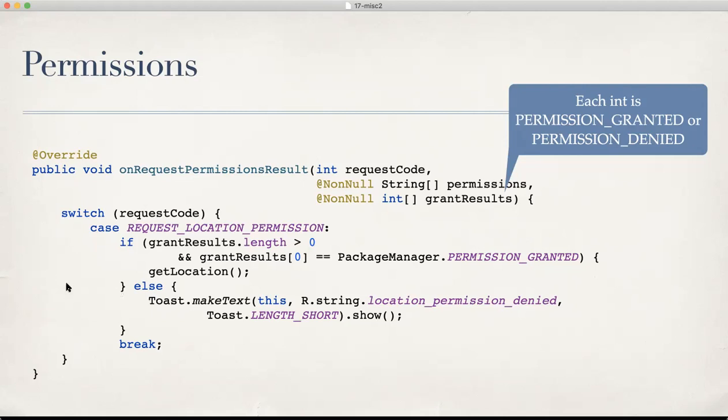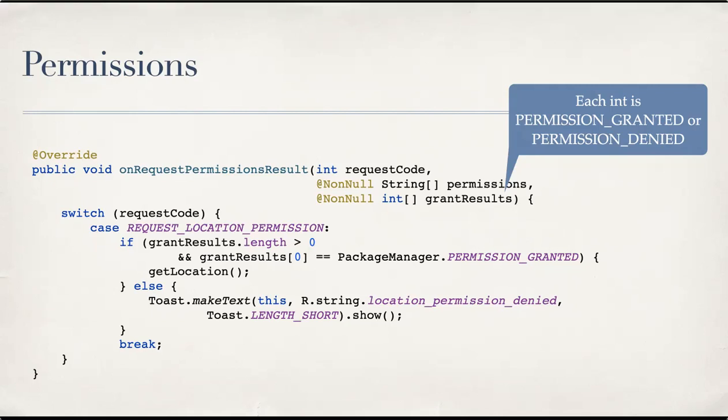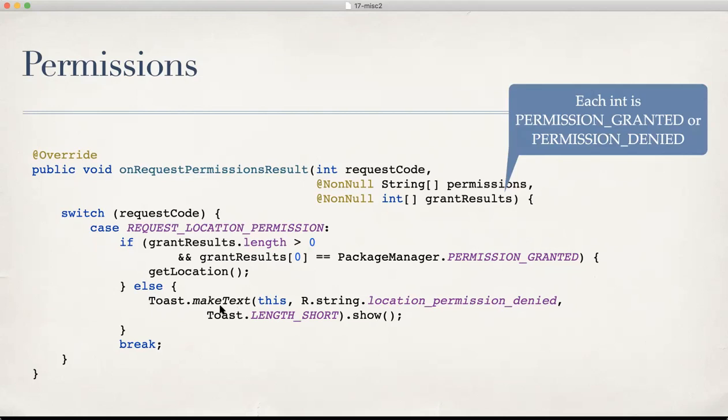Okay, so let's see what we are doing here. If the request code matches the request location permission, and if the result length is greater than 0, then you check if the result is permission granted, and you call getLocation, which is going to be the actual method that tries to grab the location. Otherwise, we show a toast saying location permission was denied.